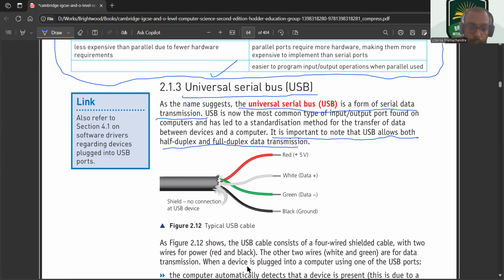Can you write this down? And draw this picture also. They have a shield, and the connection with the USB has red, white, green, and black colors for differentiation. Write these things quickly. Draw the figure also.